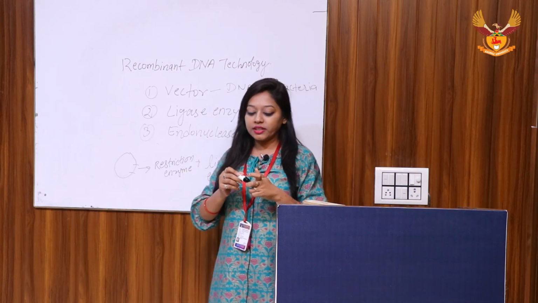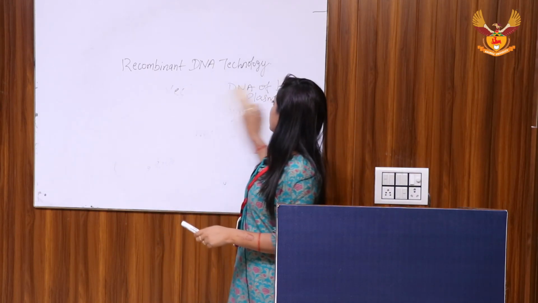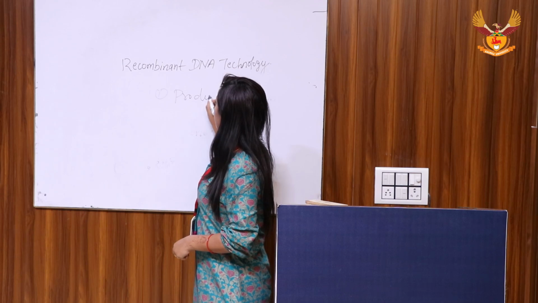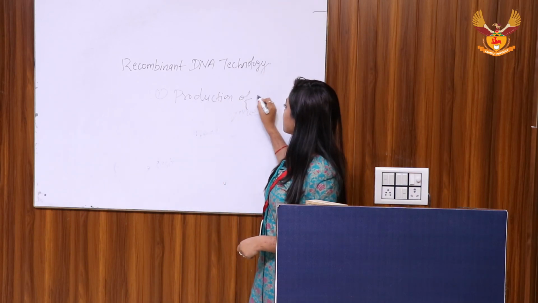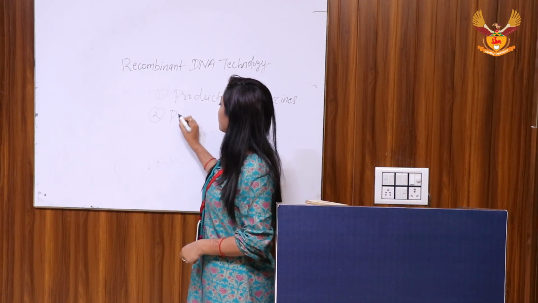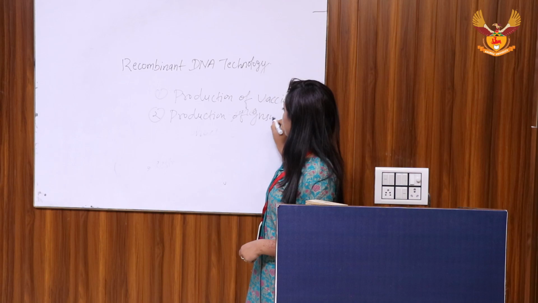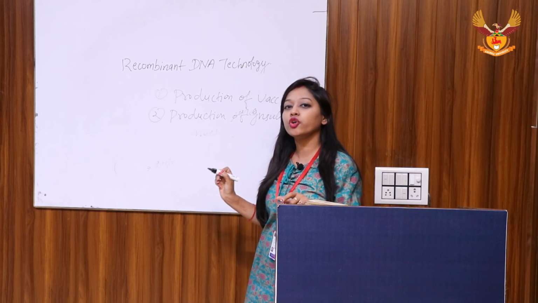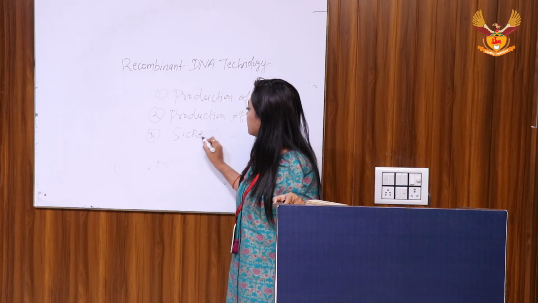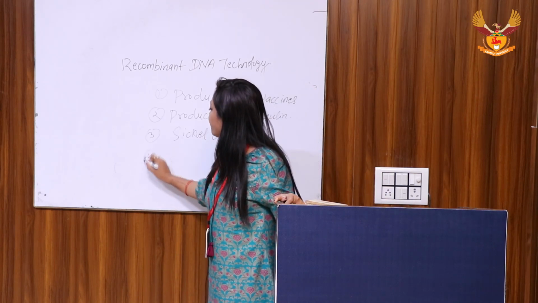So, what are the applications of this recombinant DNA? First one, for the production of vaccines, for the production of insulin, and for the cure and treatment of different diseases like sickle cell anemia and cystic fibrosis.